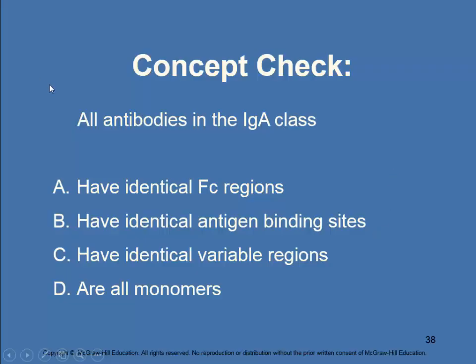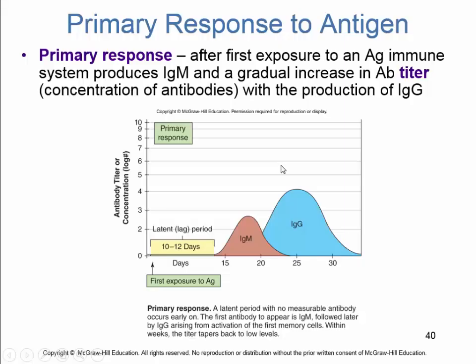All antibodies in the IgA class have identical Fc regions, have identical antigen binding sites, have identical variable regions, are all monomers. The answer is A, have identical Fc regions, because they are IgA.